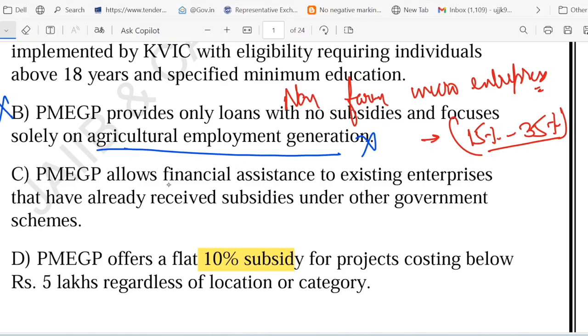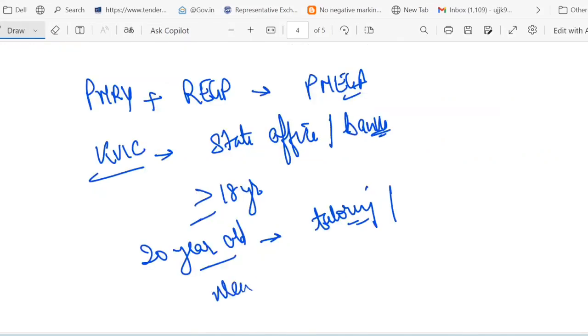What about C? Option C says PMEGP allows financial assistance to existing enterprises that have already received subsidy under other government schemes. This is again wrong. Why? Because existing enterprises that already got subsidy from other government schemes are not eligible. Remember, PMEGP is only for new projects. For example, if someone already took a subsidy under Mudra Yojana, they cannot come again and claim under PMEGP for the same unit.